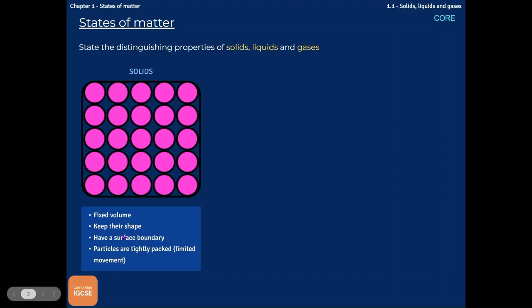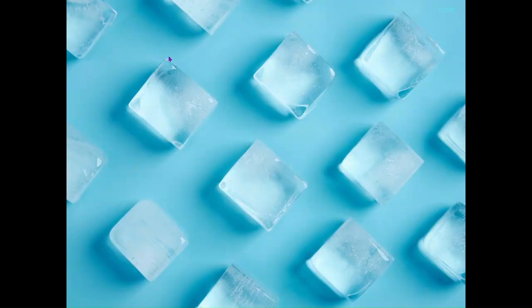They also have surface boundaries. You don't pass right through the chair you're sitting on. There's a boundary there. You're not going to fall through. And they have a fixed volume, right? So they take up a certain amount of space, and the stuff within that space is not changing. So this is solids, right?